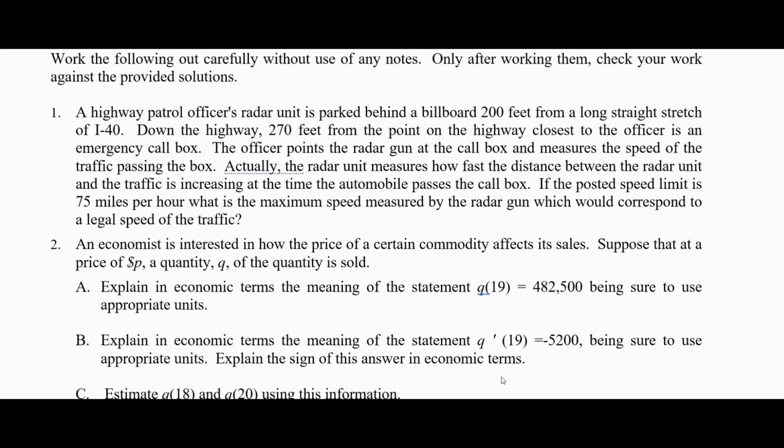Actually, the radar unit measures how fast the distance between the radar unit and the traffic is increasing at the time the automobile passes the call box. If the posted speed limit is 75 miles per hour, what is the maximum speed measured by the radar gun, which would correspond to a legal speed of traffic?